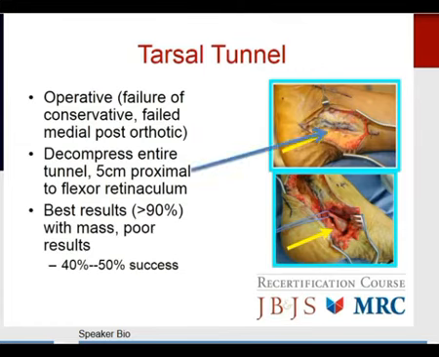We want to make sure that we release the entire tarsal tunnel all the way down to the first branch of the lateral plantar nerve, and in fact, the best results are seen in those that have a mass. If you have a schwannoma or a neurolemoma, you have a greater than 90% success rate with tarsal tunnel surgery. If there's nothing in there except for engorged veins, the success rate drops to about 50%, and you must counsel your patient on that before you begin the operation.